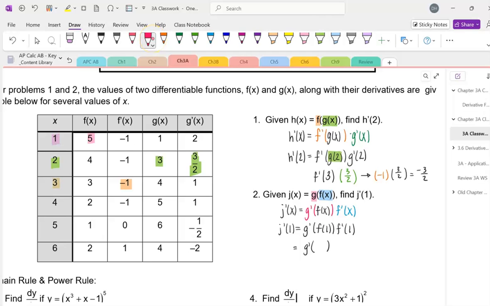So I get to replace 5 right there. And then we've got f prime of 1. So we've got, again, 1 right there. The derivative is -1. So we're going to go ahead and replace that with -1. And then let's see, we've got g prime of 5. So 5, g prime is -1/2. So -1/2 multiplied by -1 gets us our final answer of +1/2.